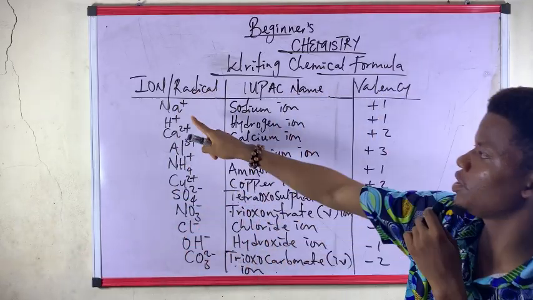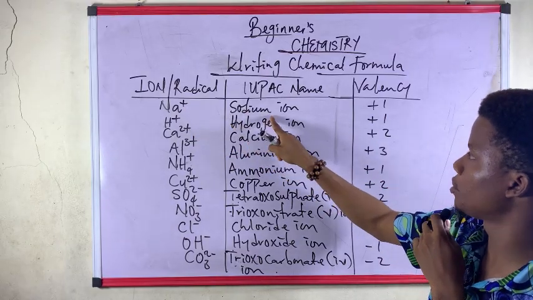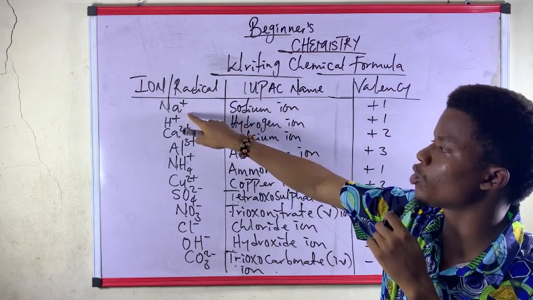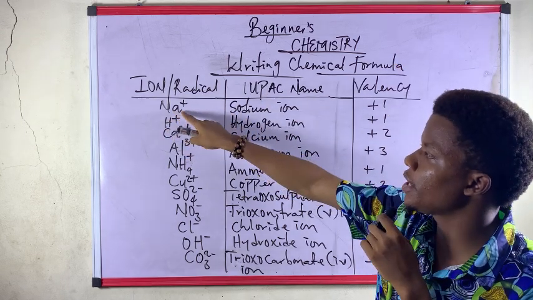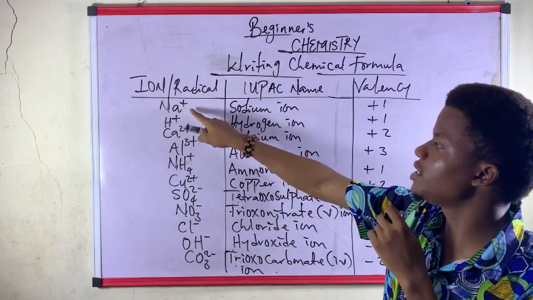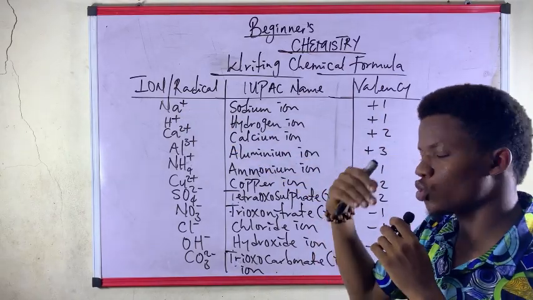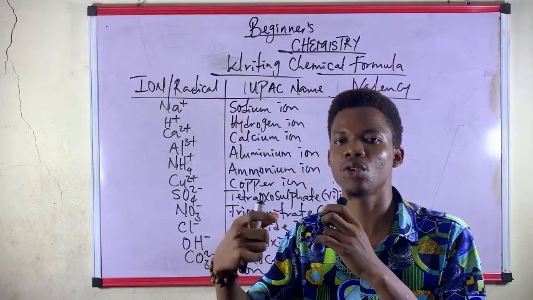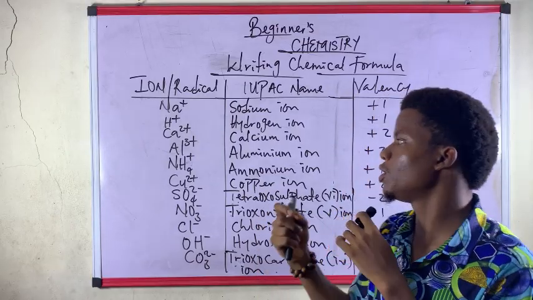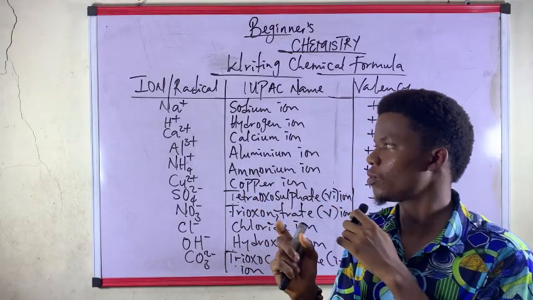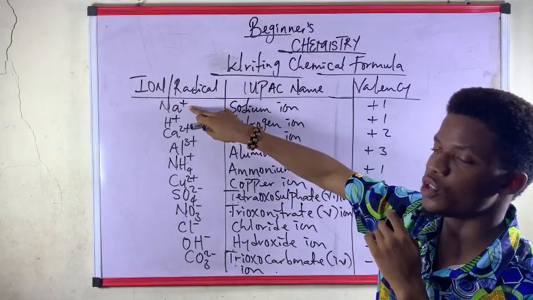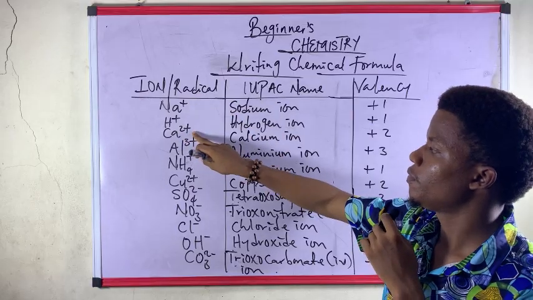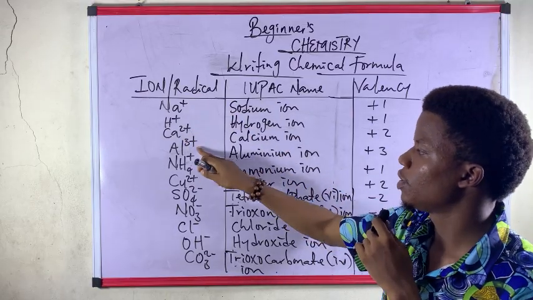If you see this Na+ sodium ion, the valency is what? +1. When you want to also get the oxidation number or the oxidation state of Na+, that's sodium ion, it is still +1. So on some occasions valency corresponds to the oxidation number. It mostly works for just simple ions. So what's the valency of this? +1. What's the oxidation state? +1. Valency of this? +1. Oxidation state? +1. Valency of this? +2. Oxidation state? +2.